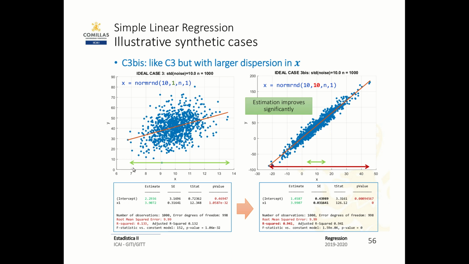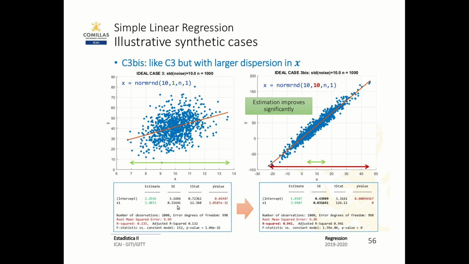Okay, so now we have another case that is similar to C3. In C3 we had a lot of data but also a lot of noise. Now we will have the same amount of noise, but the standard deviation of X, instead of being 1 as in the case C3, is larger, so X extends much farther. In the previous case X was going from 7 to 13, now it goes from -20 to 40.